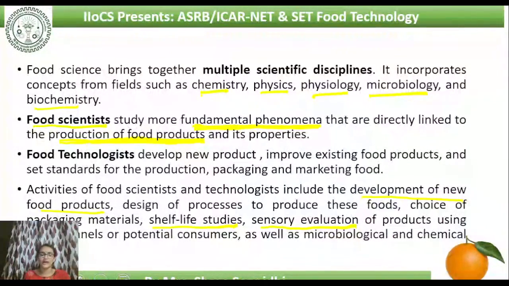Survey panels will have different people, each person with a different perspective. Taking all their suggestions, they will give one standard result about the product. If it is acceptable, then the product will be commercialized. As well as microbiological and chemical testing. Of course, as I told, the microbiological load should be tested, and also the chemical properties of the food should be tested.